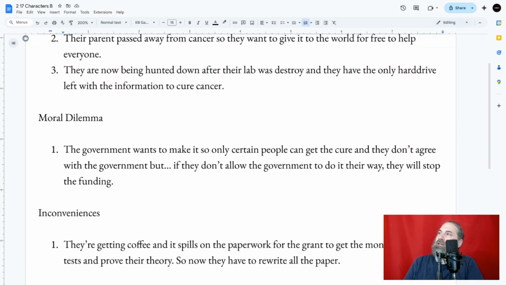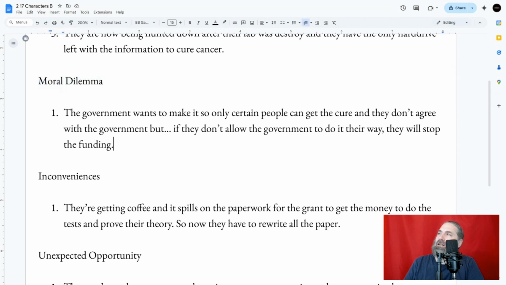But then you could do things like this where you just create like a moral dilemma, you know, and then you put them in a position where it's like, do I accept it or do I not accept it?